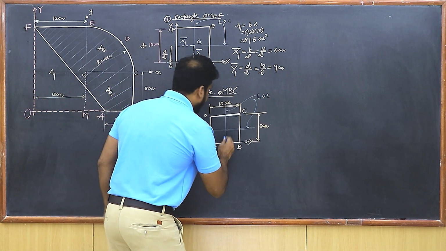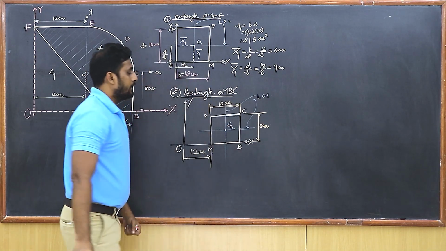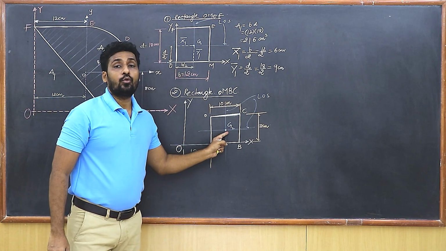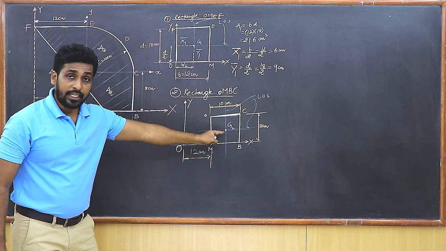So I can have the line of symmetry's intersection. This is G2, isn't it? Now you've got to observe very carefully. You want to tell the coordinates with respect to the original y and the original x axis. So that's the centroid G2.